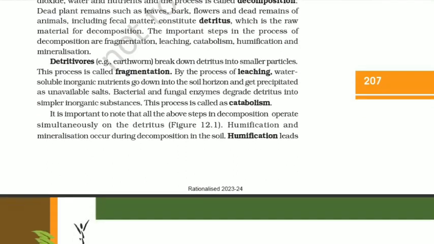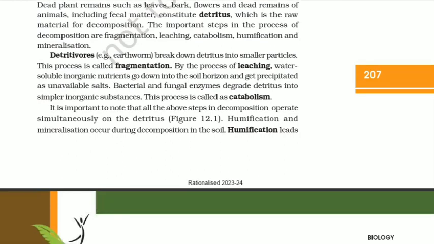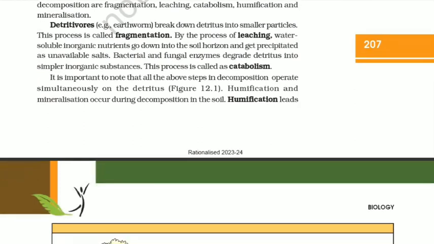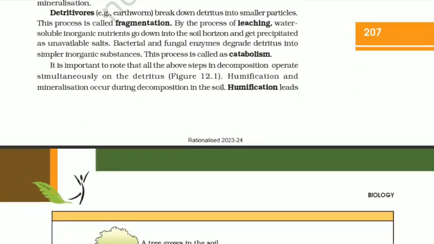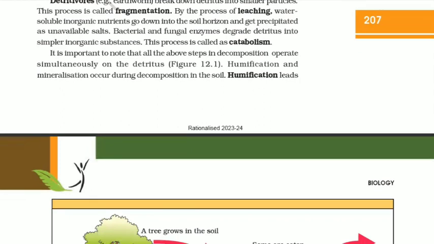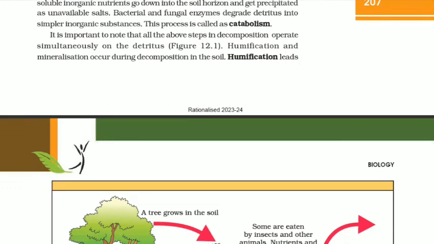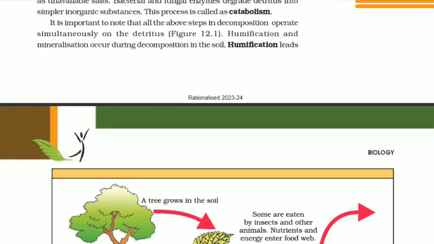The important steps in the process of decomposition are fragmentation, leaching, catabolism, humification, and mineralization. Detritivores, for example, earthworms, break down detritus into small particles. This process is called fragmentation. By the process of leaching, water-soluble inorganic nutrients go down into the soil horizon and get precipitated as unavailable salts. Bacteria and fungal enzymes degrade detritus into simpler inorganic substances. This process is called catabolism.